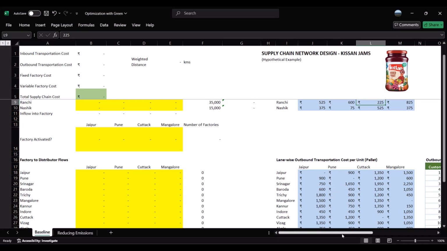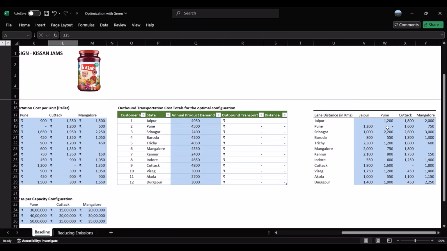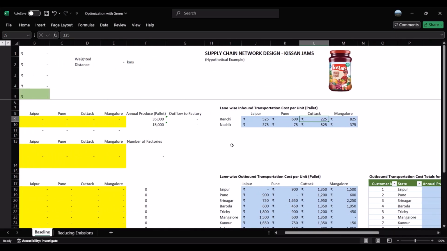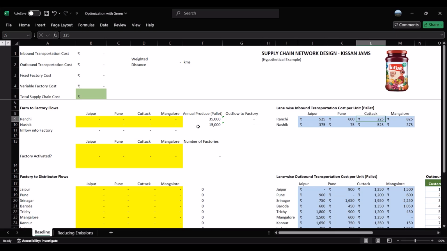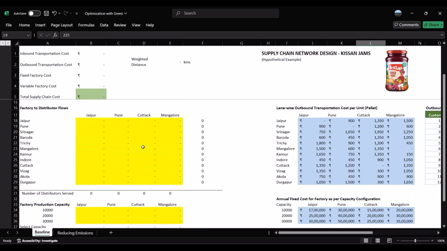Similarly, we have outbound transportation cost involving the flows between the Kissan Jam and its distributors. So we also have to determine whether we need to locate all the 4 factories or can the work be done in 3 factories also, because we are optimally solving the problem statement. Beyond that, we also have to determine the flows from the factory and which distributors it will service. So will Jaipur service Pune, or will Cuttack be best positioned to service Pune, and so on.